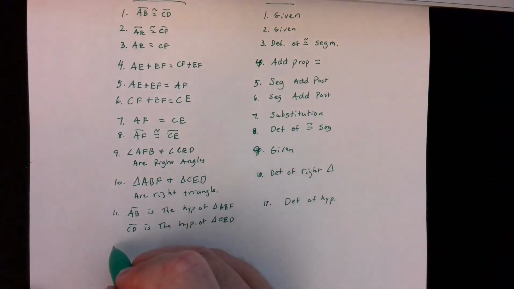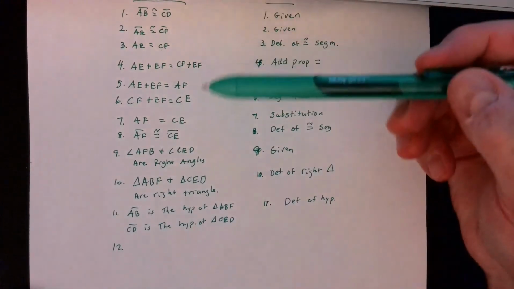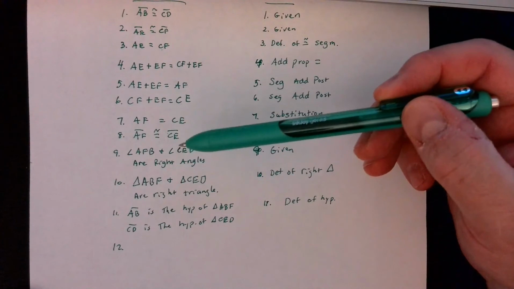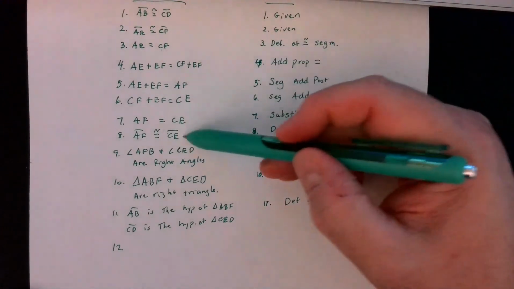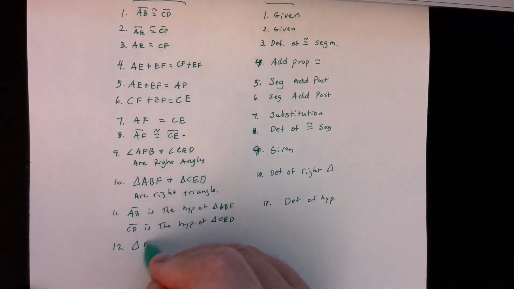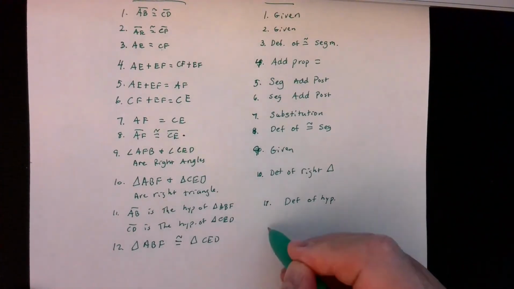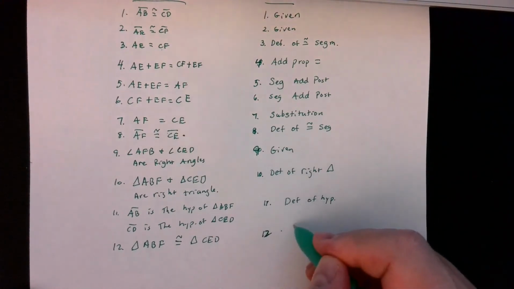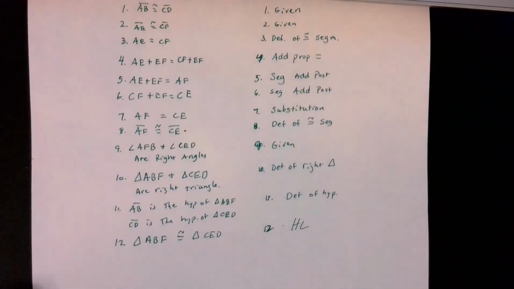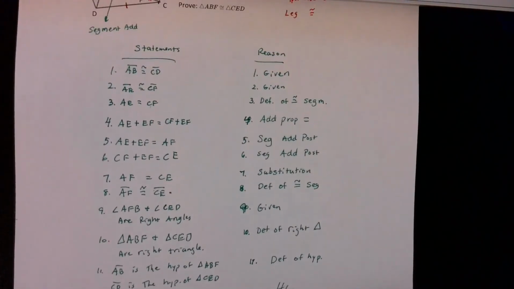And then the final statement is because we have our hypotenuse now, that makes this other segment that we know is congruent now, right here, that makes this the leg. So now we can say that triangle ABF is congruent to triangle CED, and this is by hypotenuse leg. And so now what I'm going to do is I'm going to take this and turn this into a paragraph.